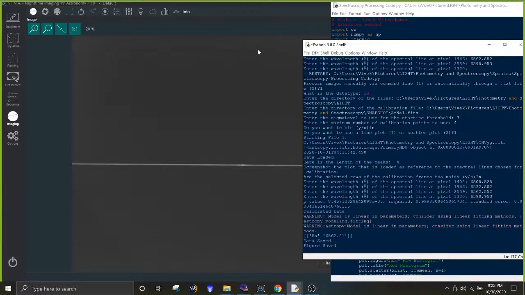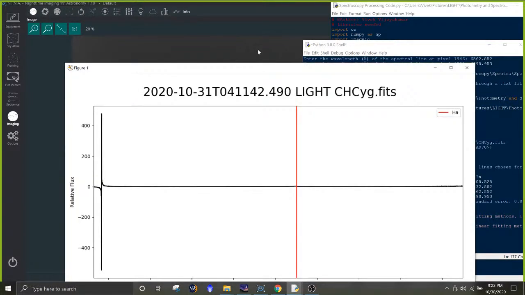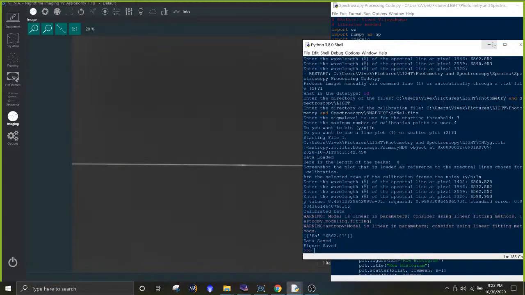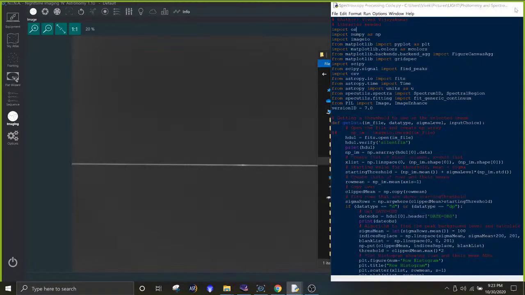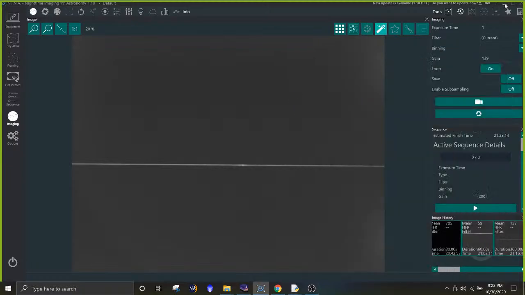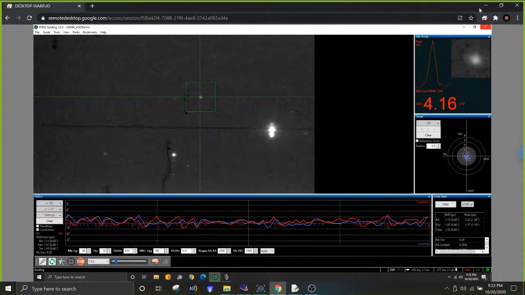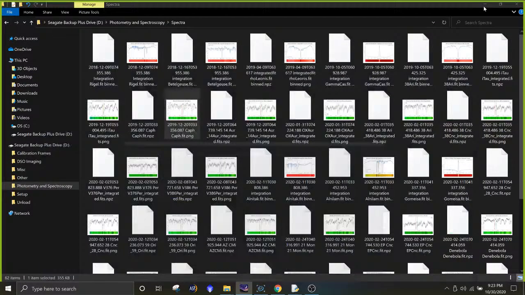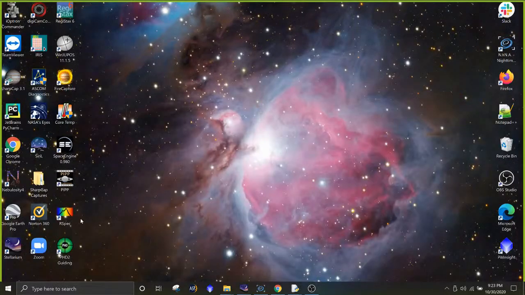Hopefully this doesn't bug out either. Get a nice spectrum. Come on. Okay, I think this program doesn't really like emission line stars, so let me just get a backup plan for this. So many windows.